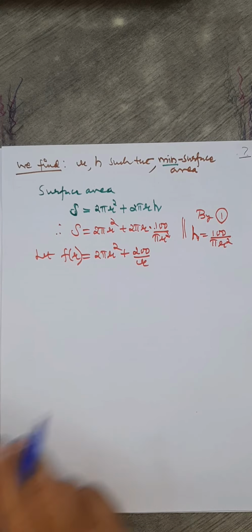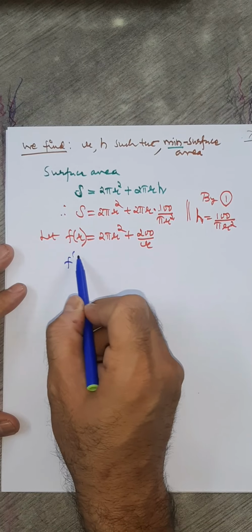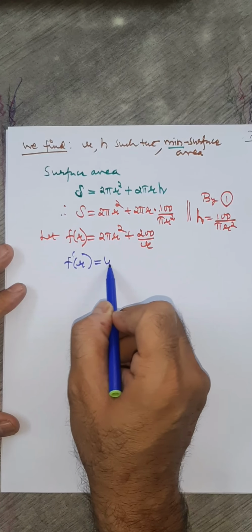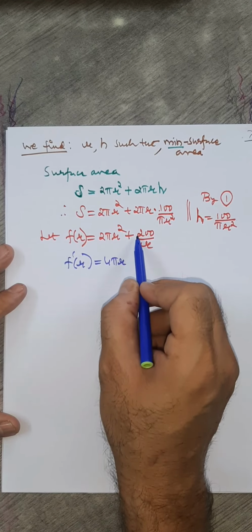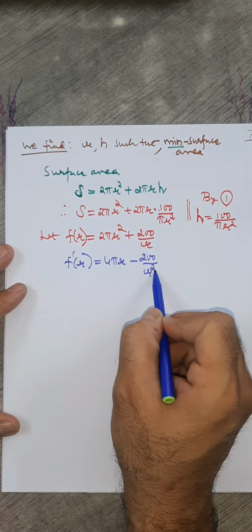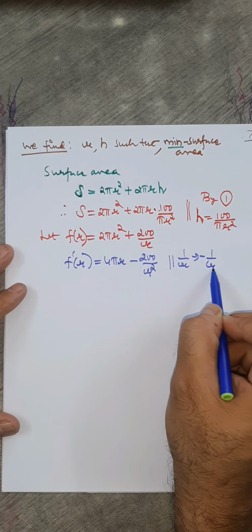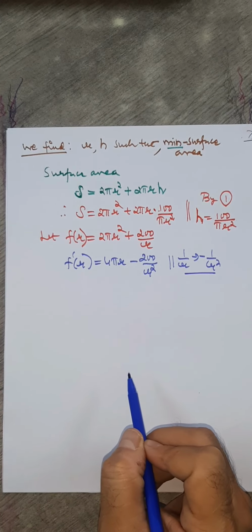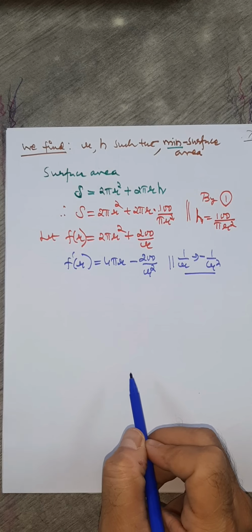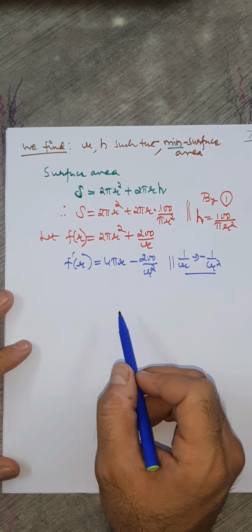Now we want to minimize this function. So now our usual standard technique. Differentiate it how many times? 2 times. 4 pi r minus 200 by r squared. You know differentiation very well. What's the derivative of 1 by r? Minus 1 by r squared. What's the derivative of 1 by x? Minus 1 by x squared. So we have this.